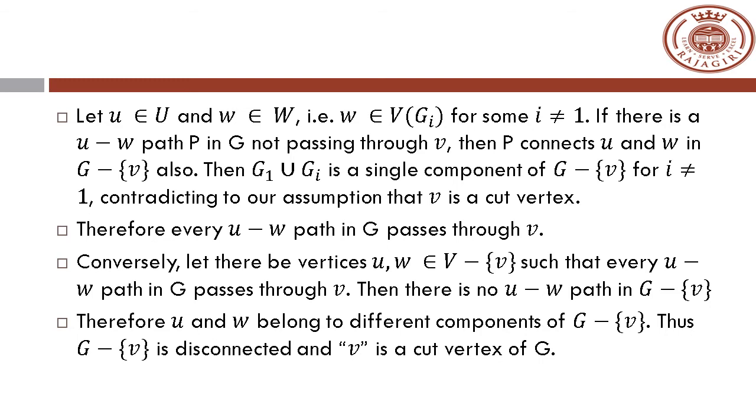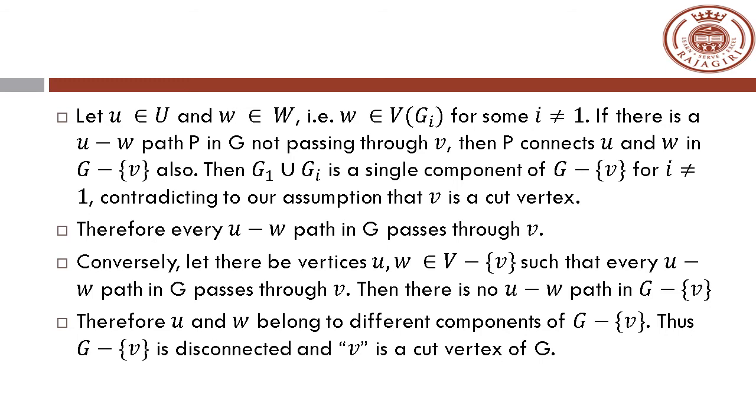If there is a UW path P in G not passing through V, then P connects U and W in G minus V also. That means G1 union Gi is a single component of G minus singleton set {V} for i not equal to 1, contradicting our assumption that V is a cut vertex. Therefore, every UW path in G must pass through V.